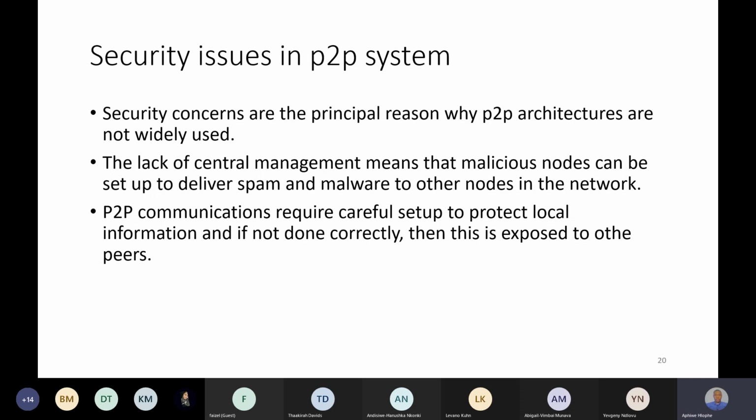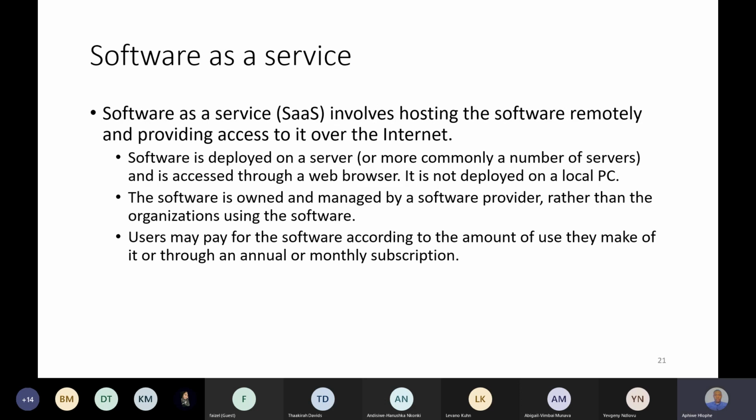And you may end up losing maybe 50% of the data if half of the nodes end up going offline. As opposed to the distributed network, where there is some sort of backup because there are still servers involved. It's just that the concept of distribution comes with the mere fact that the processing is done at different sites, that's all. Peer-to-peer communication requires careful setup to protect local information. And if not done correctly, then this exposes other peers.